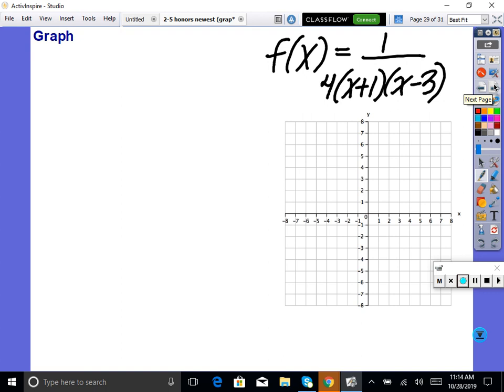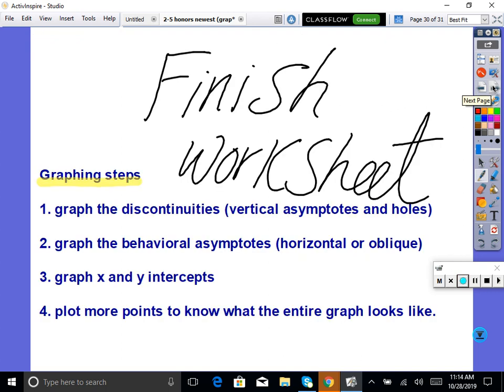All right. I think we're probably good without this example. Okay, finish the worksheet.